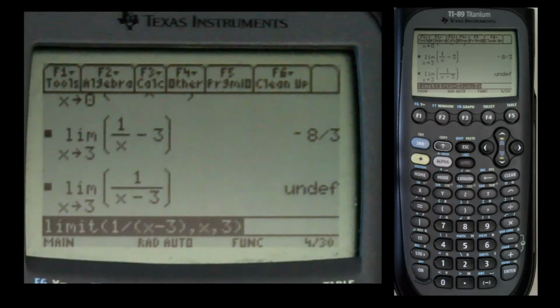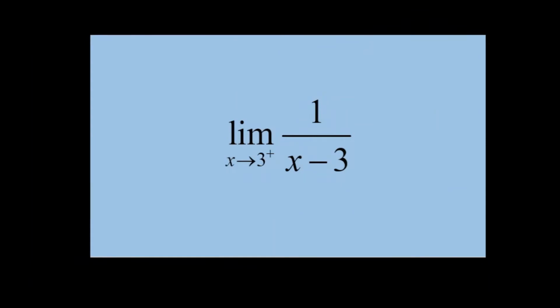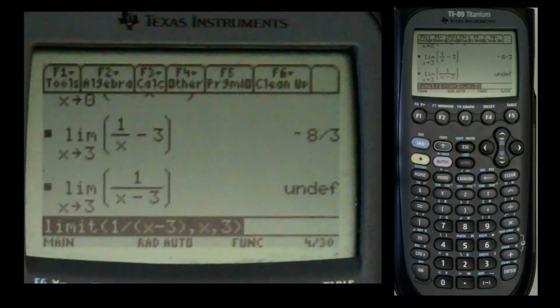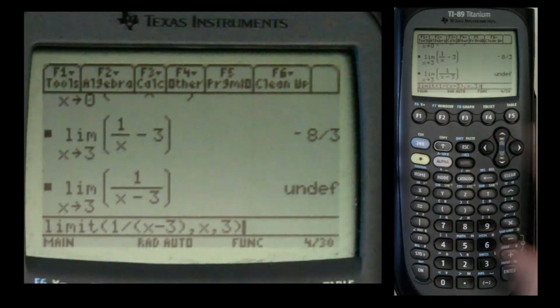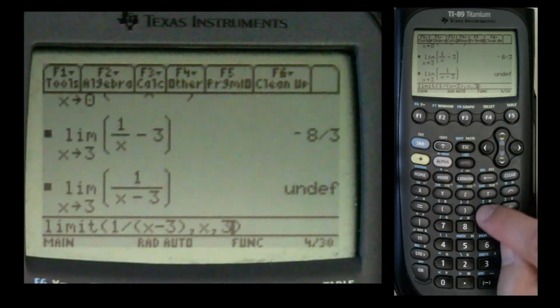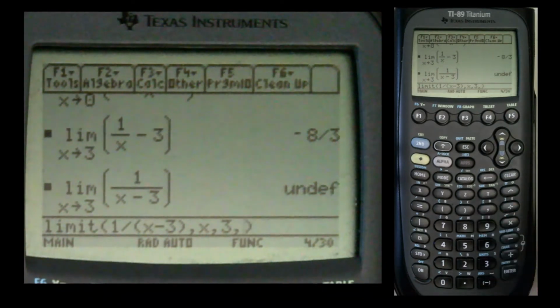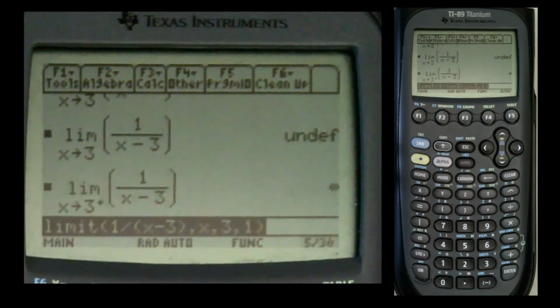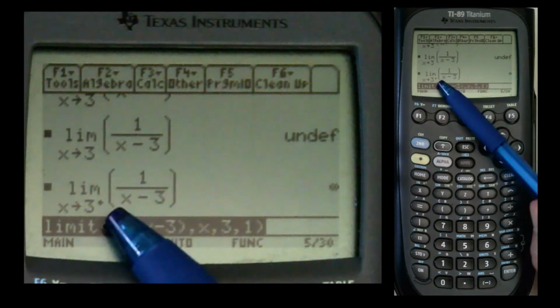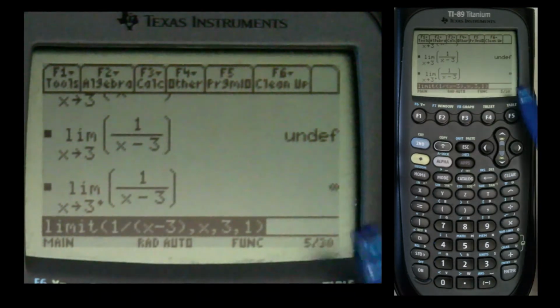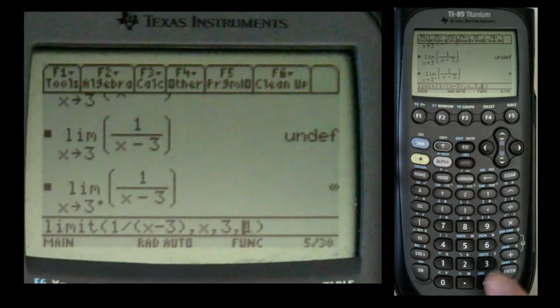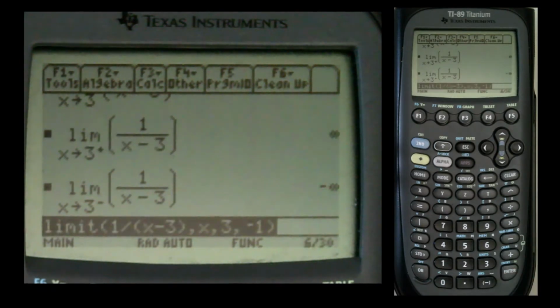So now what I want to do is take a look at what would happen if I wanted to do the limit as x approaches 3 from the right. How would I type that in on a calculator? So to do that, I'm going to keep everything there the same, but at the end, to approach from the right, from the positive side, I'm just going to put in a positive 1. Okay, putting in a positive number here tells it that it's coming from the positive side, and you can see that the answer that you get there is infinity. Okay, if I approach from the negative side, I'm going to put in a negative 1, and then I hit enter, and you can see that that's going to give me negative infinity.